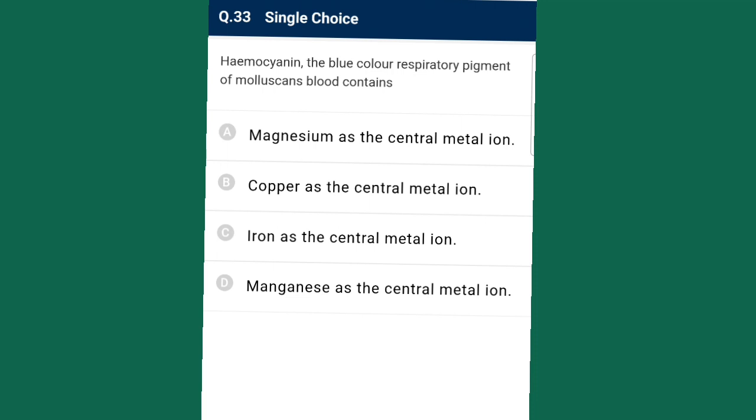Question number 33. Hemocyanin, the blue color respiratory pigment of molluscan blood, contains. In mollusks, the blood vascular system is of open type, in which blood is pumped by the heart through large vessels into open spaces of the body cavities called sinuses. Blood is usually blue due to the presence of a copper containing blue respiratory pigment called hemocyanin. So the answer is option B, copper as the central metal ion.